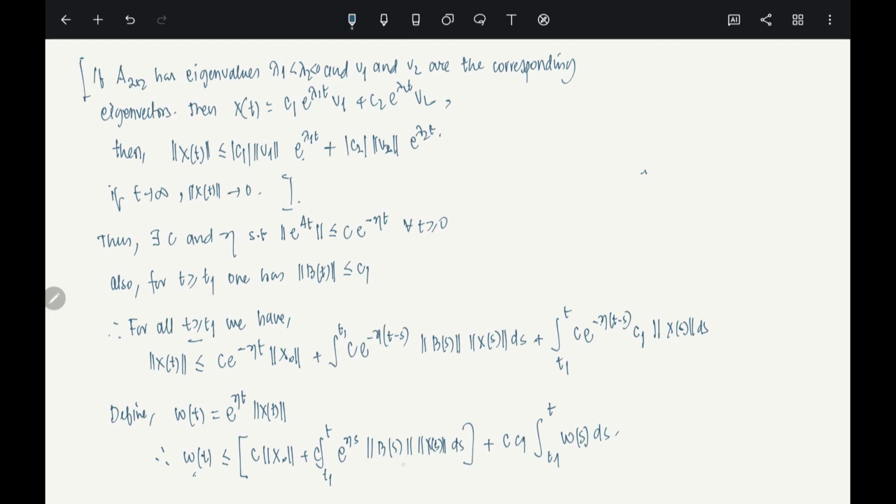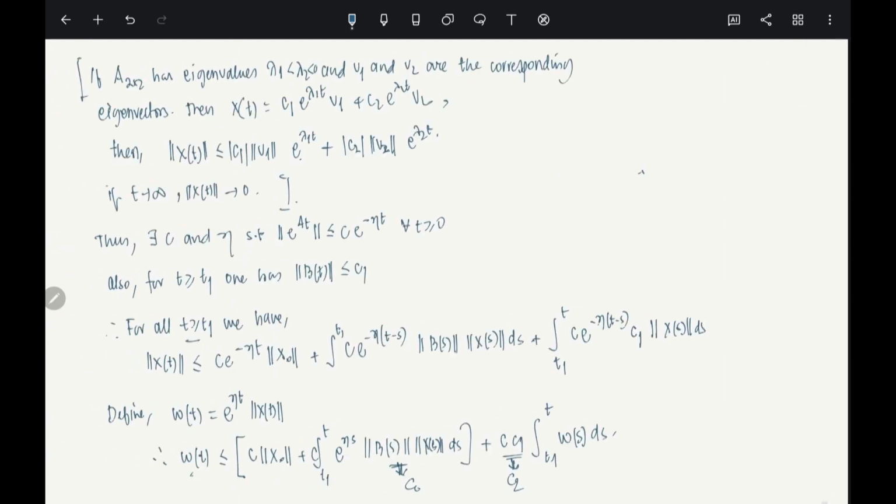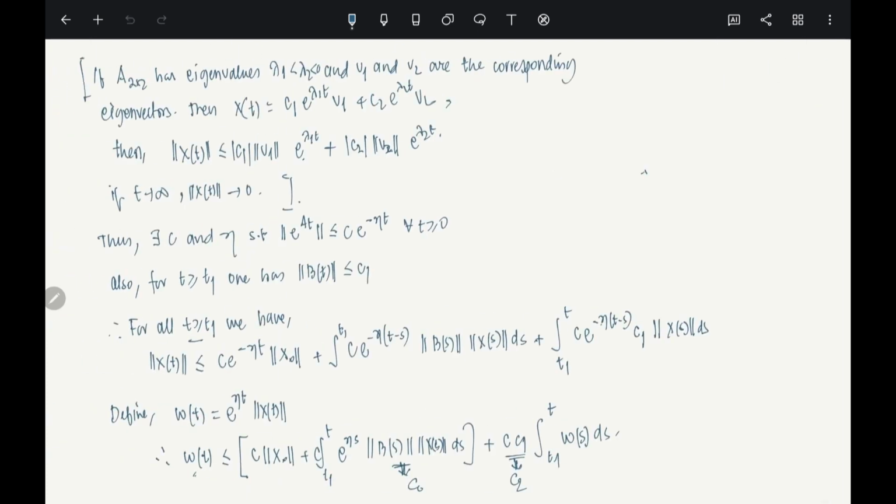So this will imply, see, this is nothing but, let's just call this particular term maybe C naught, and let's just call this term C2. Yeah, C1 is already there. Okay, so once this is there, what we can say is w of t is dominated by C naught plus C2 integral from t1 to t of w of s ds. Right? I can say it. I hope I wrote it correctly. Yeah, I can say that.